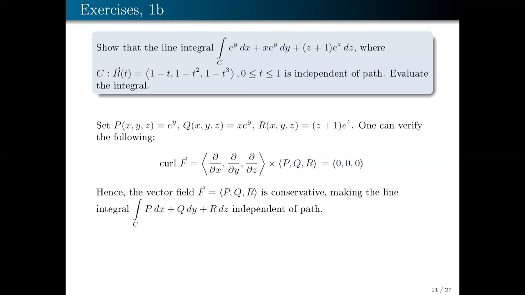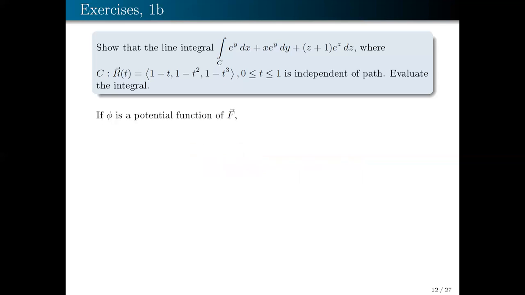So now we can apply FTLI again to find the potential function for this vector field, and we can use the conclusion of the FTLI. But this time, if phi is a potential function for F, then we have 3 equations now, since we have 3 variables. We have phi sub x first equal to e to the y for P. Phi sub y is the second component, Q, and phi sub z is the third component. So now we find phi from these 3.